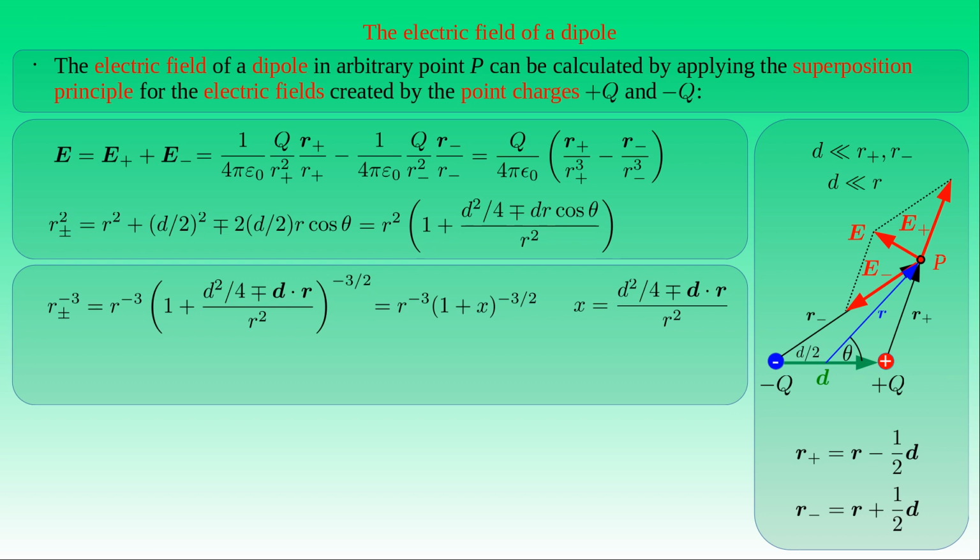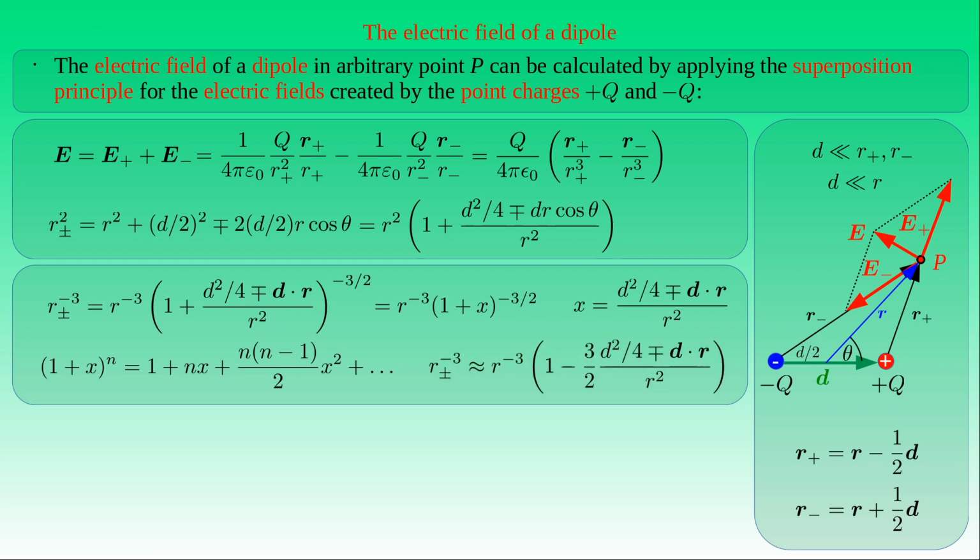Therefore x is small, and we can use the Taylor expansion of the function 1 plus x to n, which is 1 plus n times x, plus n times n minus 1 over 2 times x squared and so on, to approximate the result. Then r sub plus or minus to minus 3 has the first order approximation of r to minus 3, times 1 minus 3 over 2, times the ratio of d squared over 4 minus plus the scalar product of d and r to r squared.